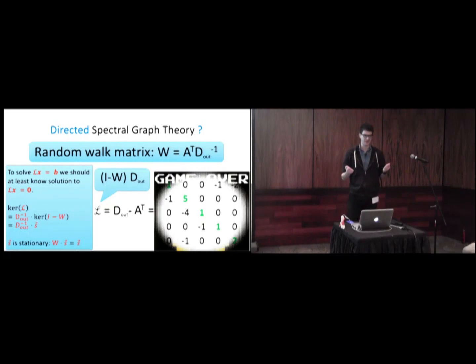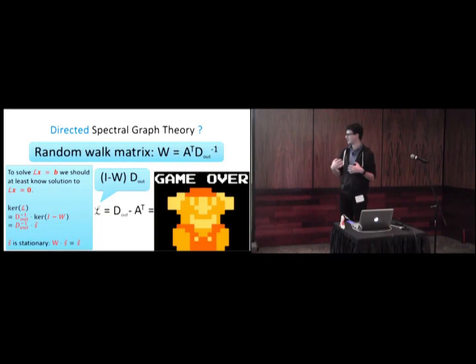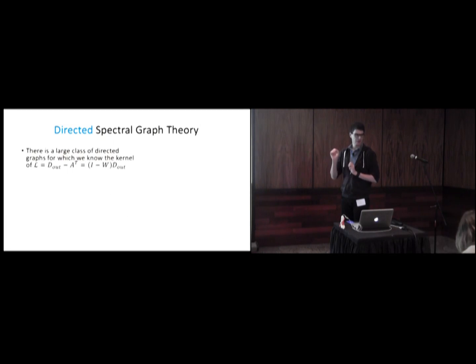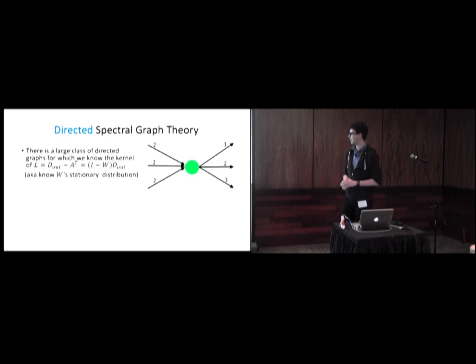But computing the stationary distribution is not a problem that's very easy in general. So it seems that it's game over, because I don't even know how to solve Lx = 0 efficiently. But we should not abandon hope, because there is a significant class of directed graphs for which we can actually compute this kernel efficiently. Those graphs are Eulerian graphs. So let me show you this example.